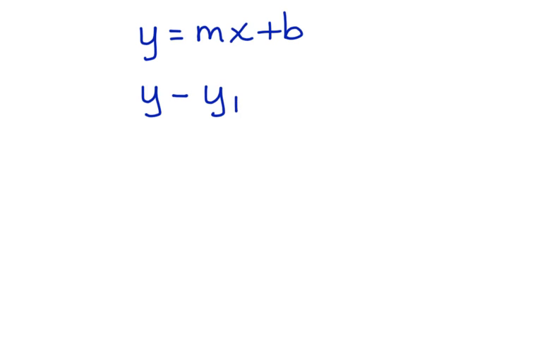Did you know that you can write an equation in point-slope form? The equation of a line can be written in slope-intercept form, y equals mx plus b, and it can also be written in point-slope form, y minus y1 is equal to the slope times x minus x1. This is the point-slope form of a line.